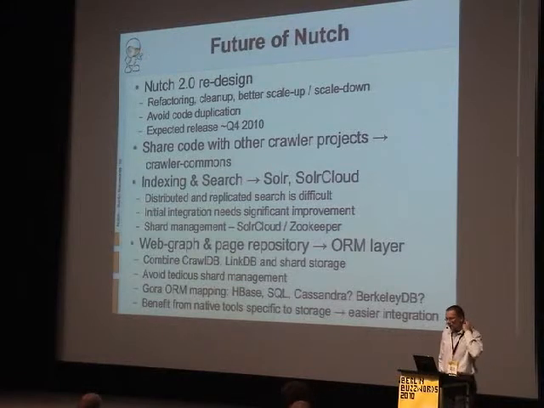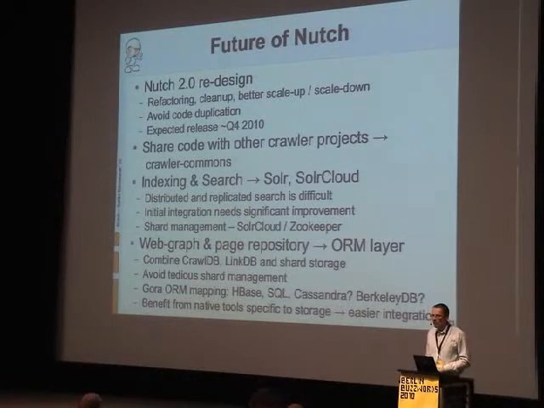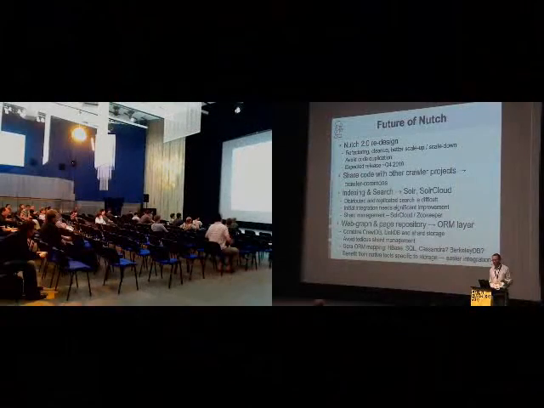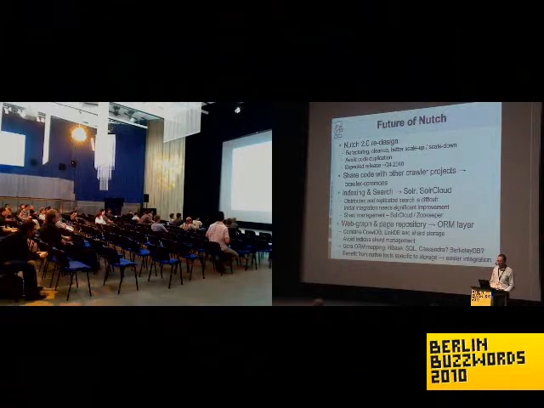What is the future of Nutch? Currently, we are planning a serious redesign of the platform, preparing for Nutch 2.0, which will be almost a complete restart of the platform. We want to avoid code duplication. In the meantime, many successful projects came into existence that we don't want to duplicate, like Solr and Tika. We want to share code with some other open source crawler projects. There is a Crawler Commons project to which we want to delegate some of the stuff like URL filtering or URL normalization or robots.txt handling and stuff like that.